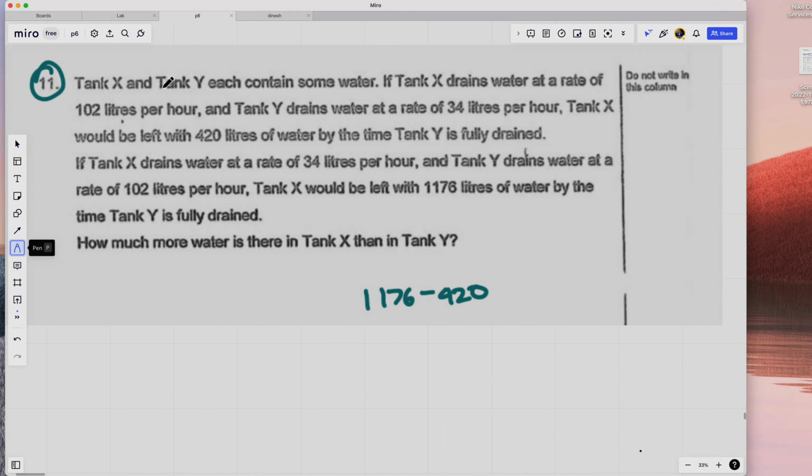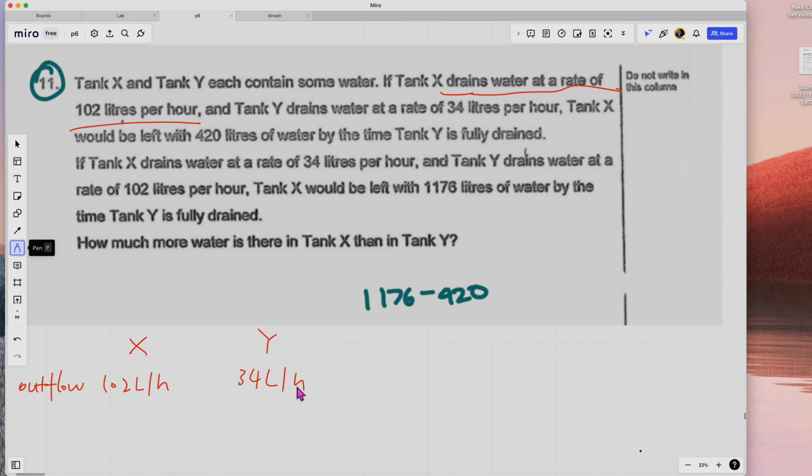Okay, so you have two tanks, X and Y. Tank X drains water at a rate of 102 liters per hour. This, by the way, is the outflow. Water outflow. And then tank Y drains water at a rate of 34 liters per hour.